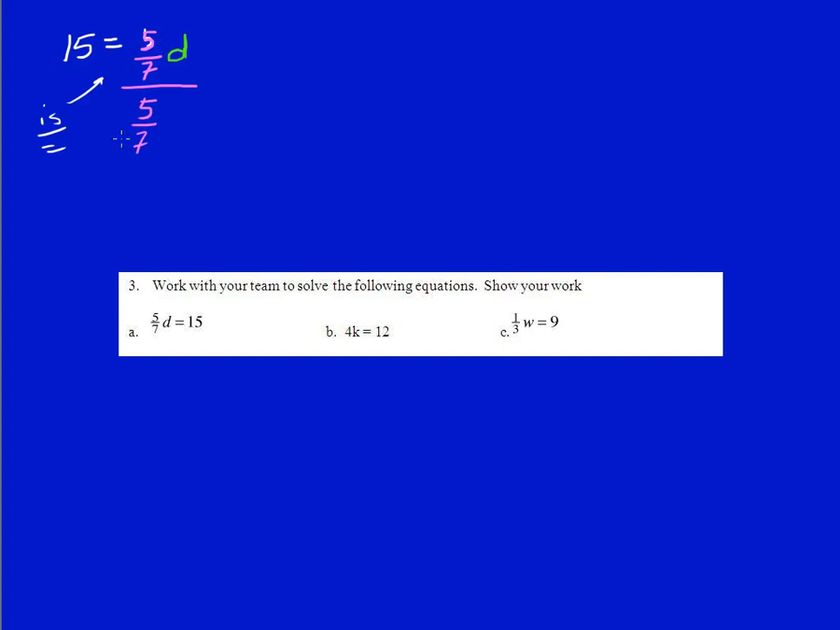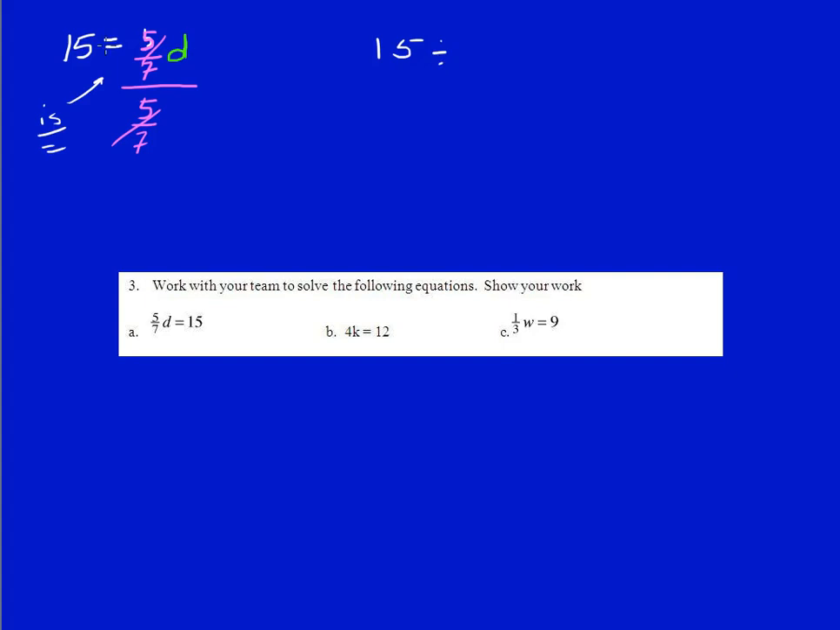So I'll just be left with d, because 5/7 divided by 5/7 is 1, kind of like I said in question number 1 when we were doing the unit rate conversions. So you can just get rid of it right there. But you also have to do the same over here to 15. Now, what is 15 divided by 5/7? I'm going to do it over here on the side.